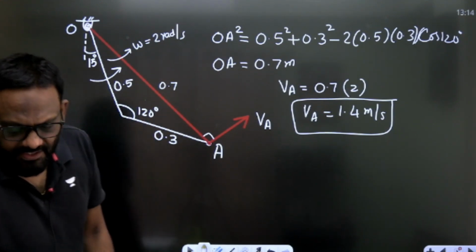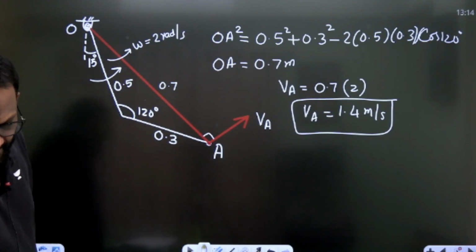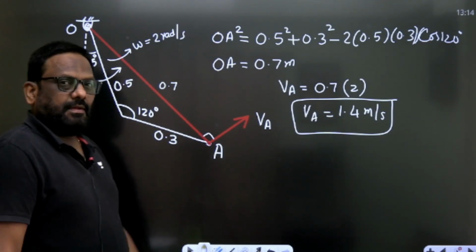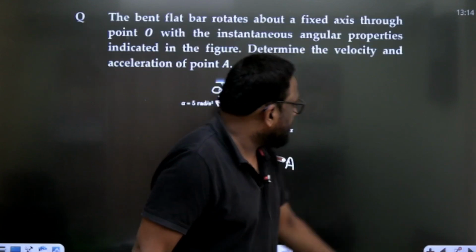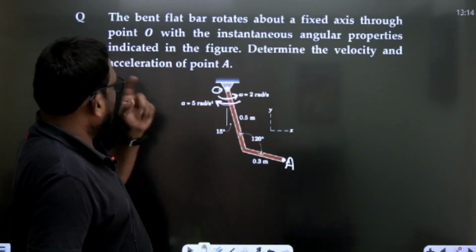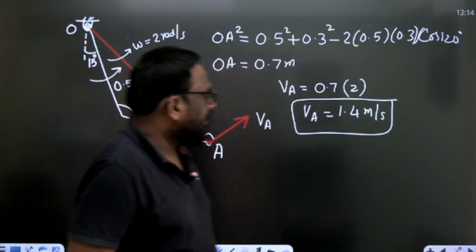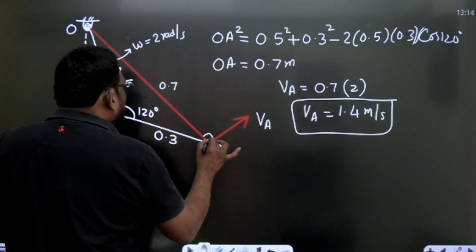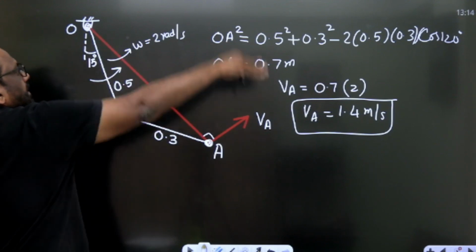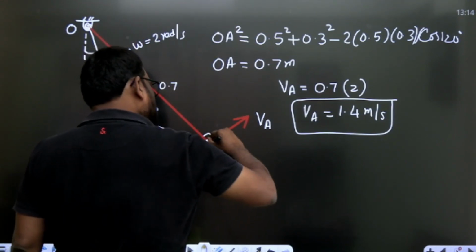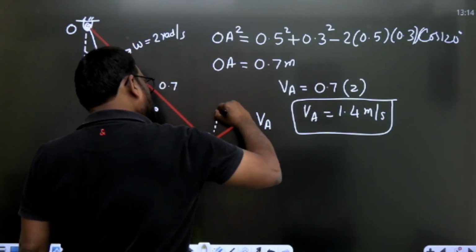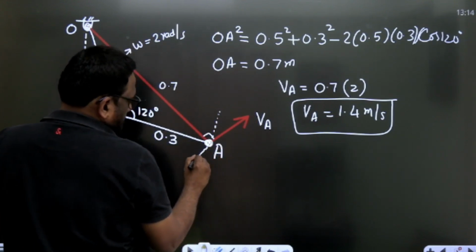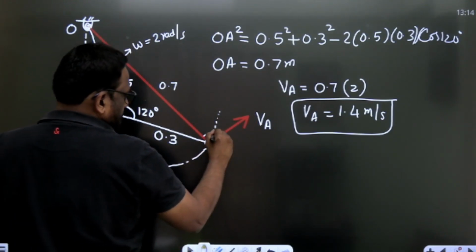Okay sirs. Now let's try to find out the acceleration. Let me see the question. What is the velocity and acceleration of point A? How to find acceleration? Very simple, sir. At this point, as it is rotating, as if this is the circle about which this is rotating.